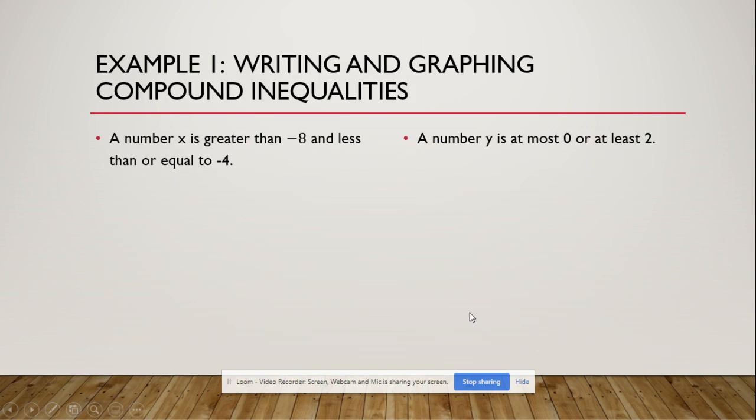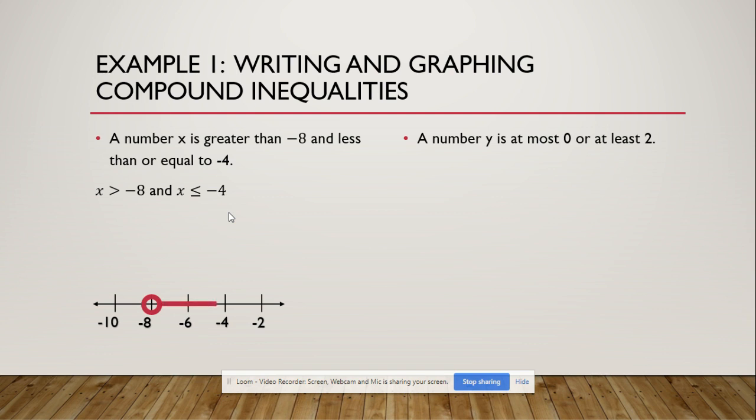Okay, now let's talk about writing and graphing them. We've got a number x is greater than -8. Great. And less than or equal to -4. So I've got and that same number less than or equal to -4. In graphing this, I'm going to get a number line. Then I'm going to put a dot on the -8. Notice not filled in because we don't have or equals to. And we needed to be greater than that.